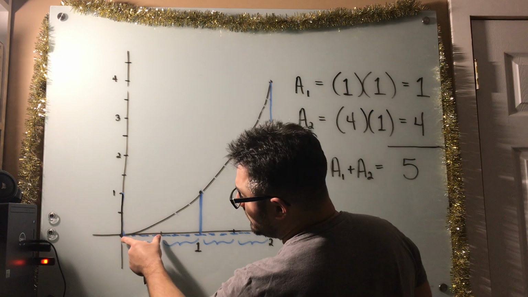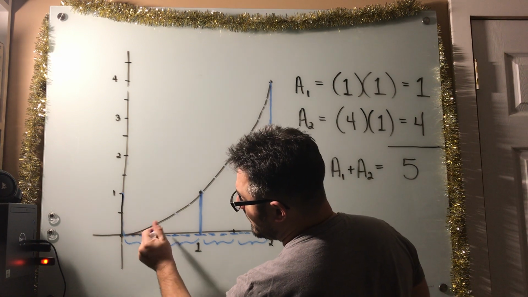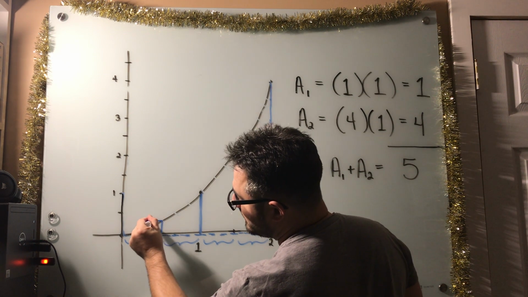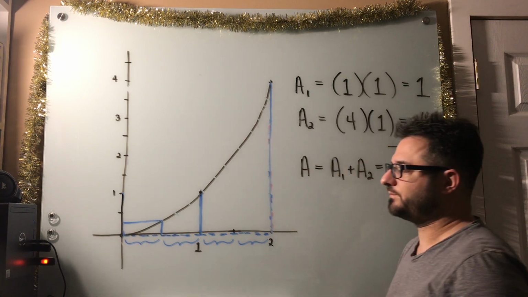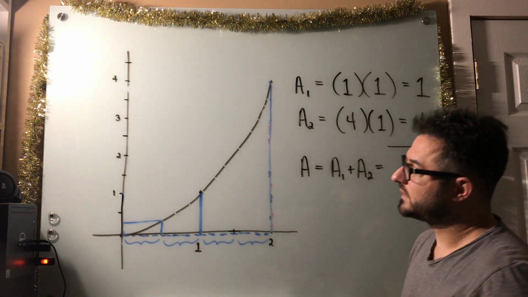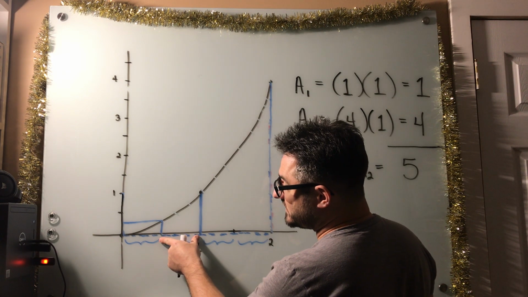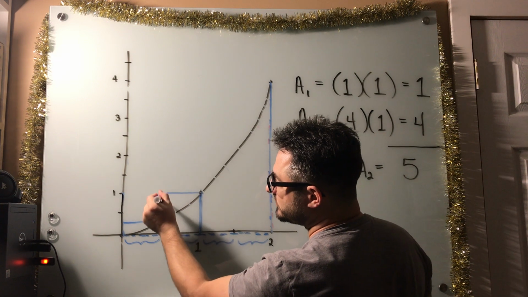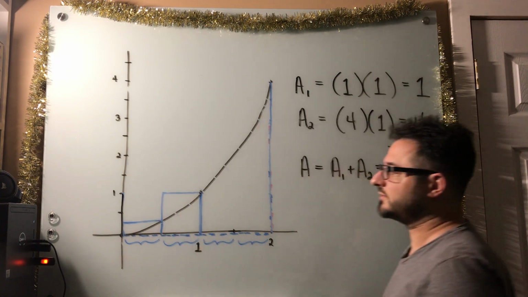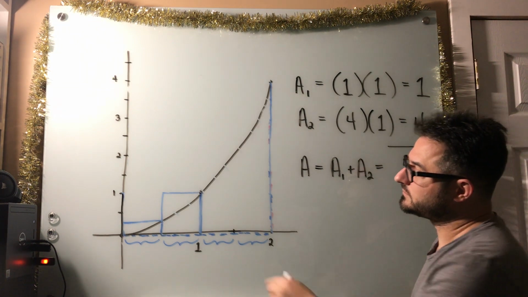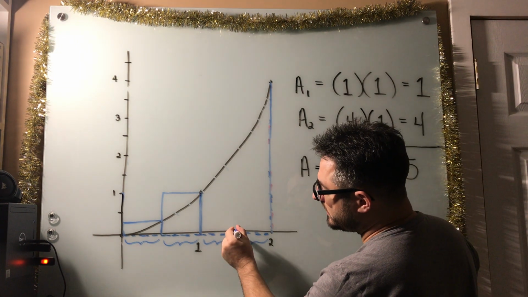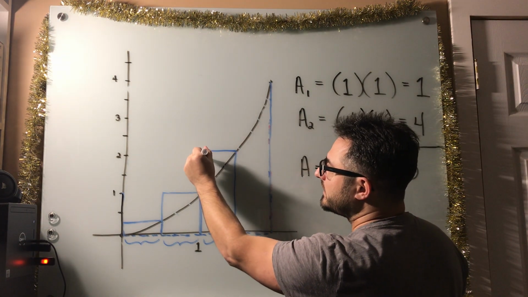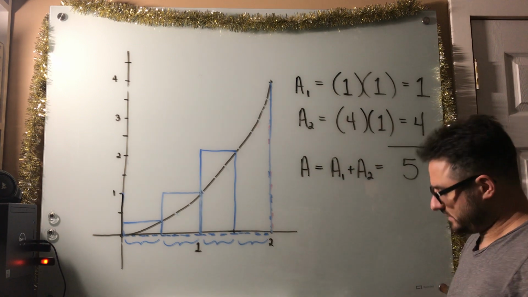So our first subinterval goes from here to here. The height is going to be the y-coordinate at the right endpoint of that subinterval. Then we have this subinterval. Its height is going to come from the y-coordinate at the right endpoint of that subinterval. Our third subinterval, the height is going to come from the y-coordinate at the right endpoint, and so on.